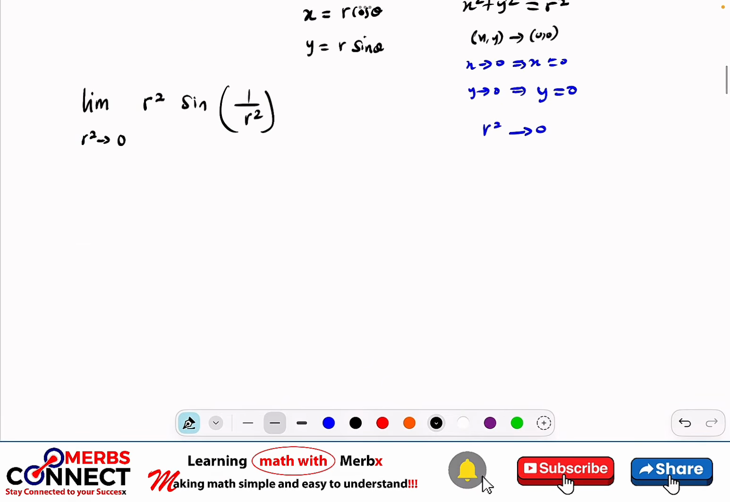Now what can we do here? We can also do another substitution again, right? So we can say, okay, let's let u be equal to r squared. That's basically what we want to do here.